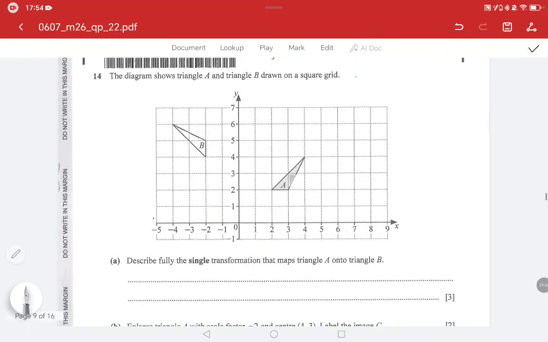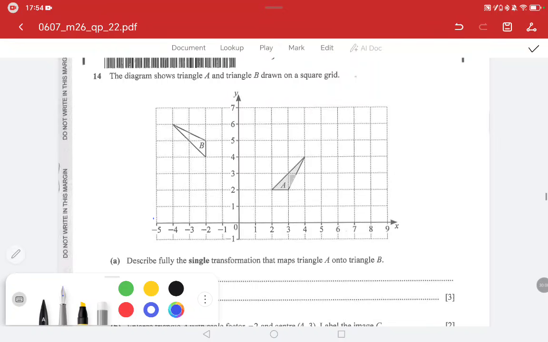Okay, now next question about transformation. In transformation, number one, we need to describe fully the single transformation. We have only one single transformation happened here. We need to explain what happened.